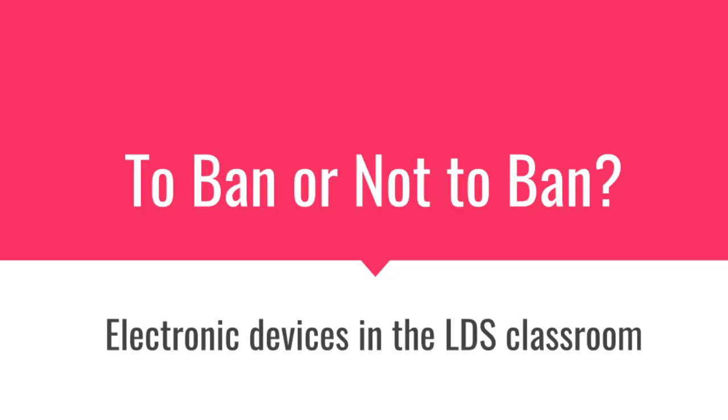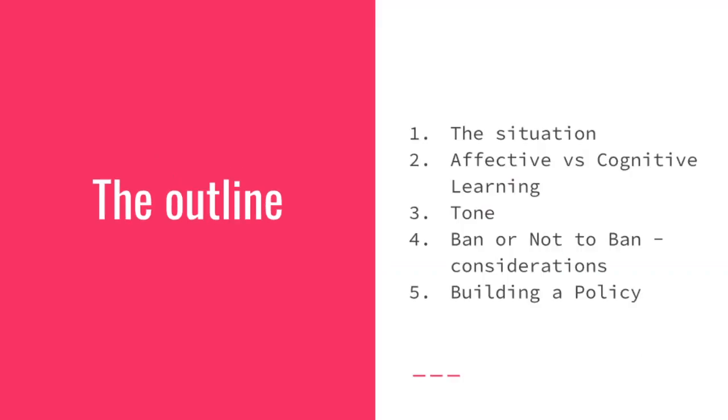To get started, let's take a look at the basic outline. First, we'll talk about the situation in present-day classrooms. Next, we'll talk about the difference between affective and cognitive learning. After that, we'll talk about the tone of your policy, how to set a tone with your policy that students are more likely to accept.